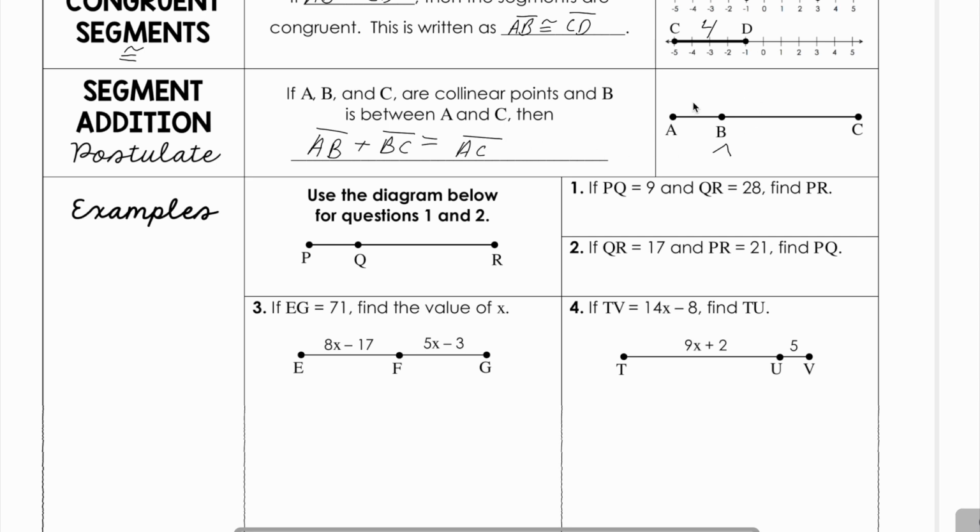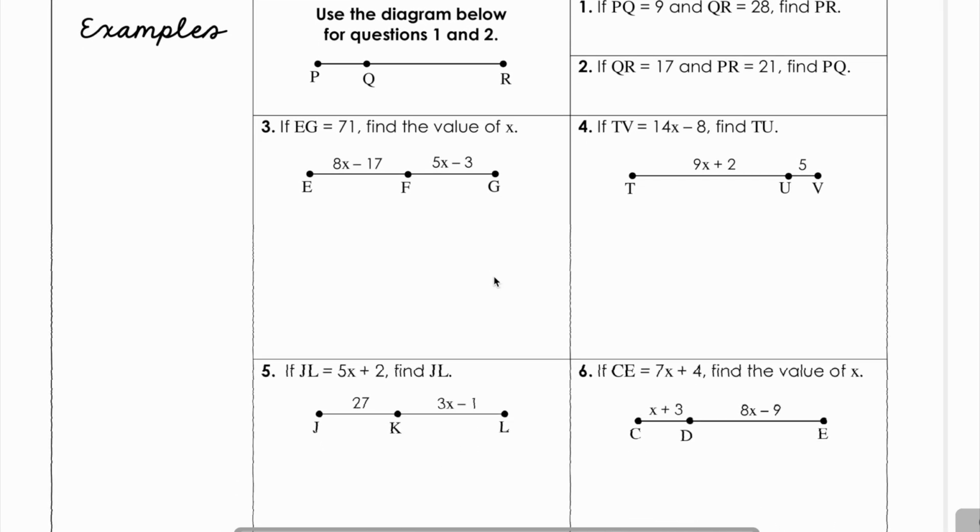Nothing too hard. So let's just say segment A to B was 1 unit, from B to C was 3 units, then we could say that A to C is 4 units. So here we have a few practice questions, and you could do these on your own for number 1 and 2. But let's look at some more practical uses of how we might use this in geometry.